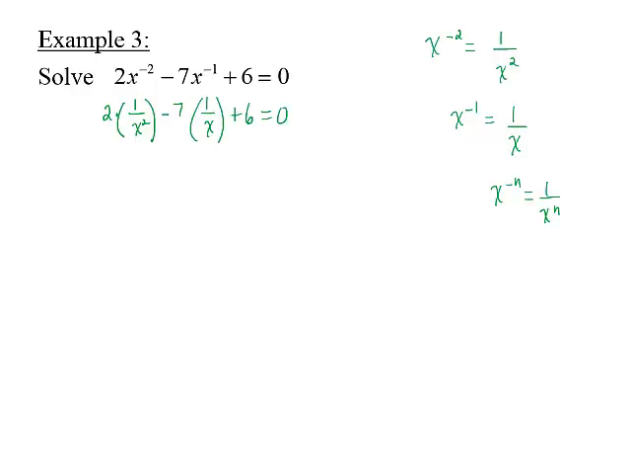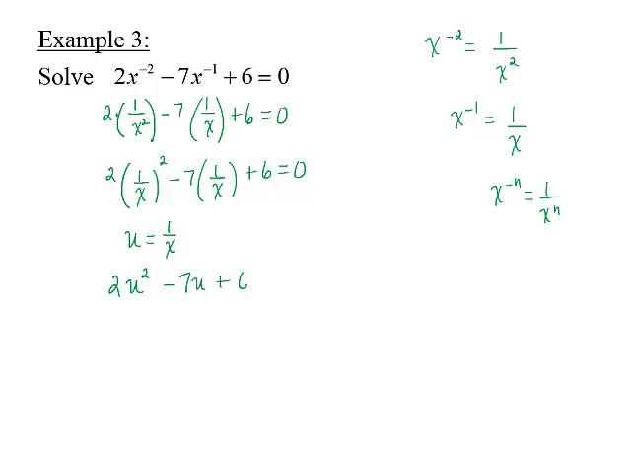So here again we're trying to think about, can we write that as 2 times something squared minus 7 times something plus 6 equals 0? Well, our something is 1 divided by x. Because do you agree that 1 divided by x squared is exactly 1 divided by x, squared? So in this case, we let u be 1 divided by x. Our equation, after making the substitution, is 2u squared minus 7u plus 6 equals 0.